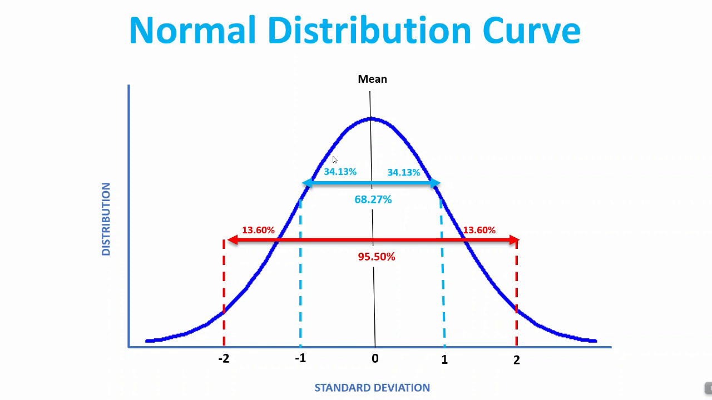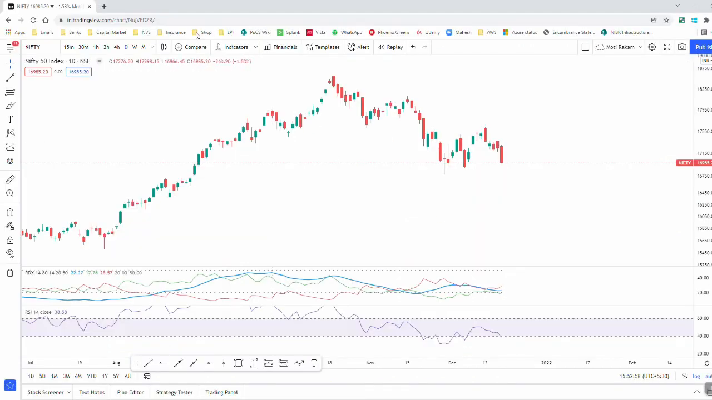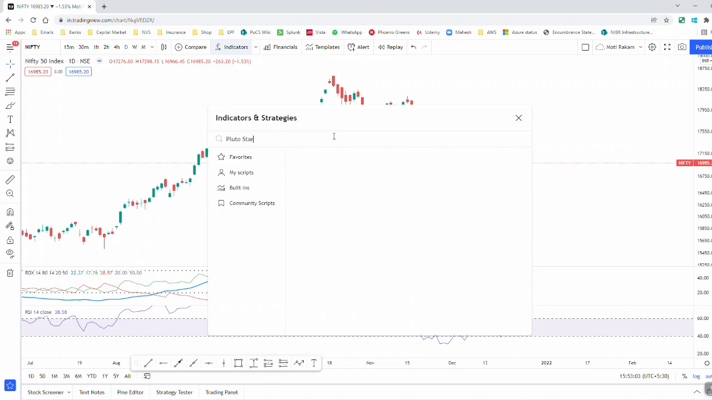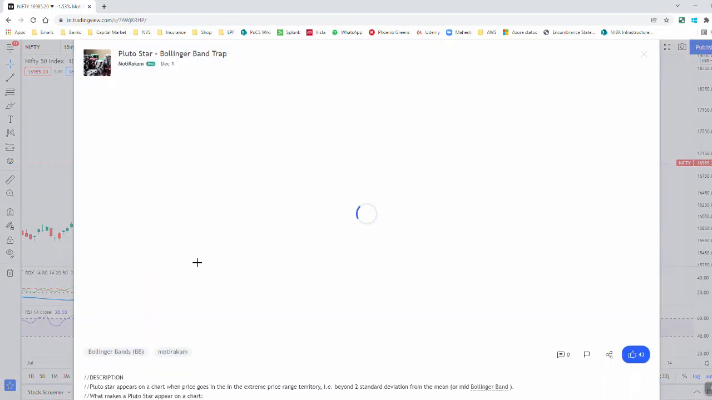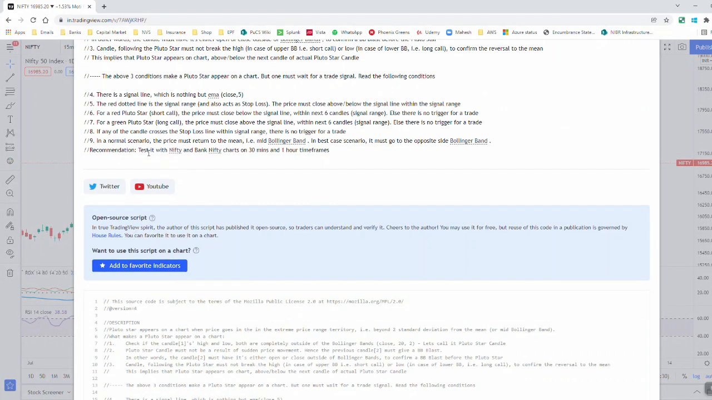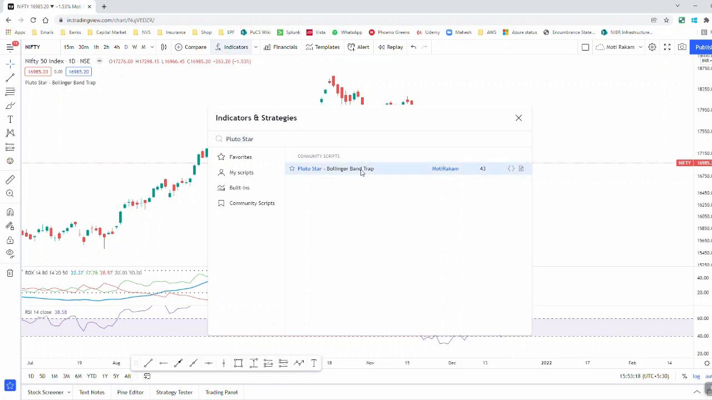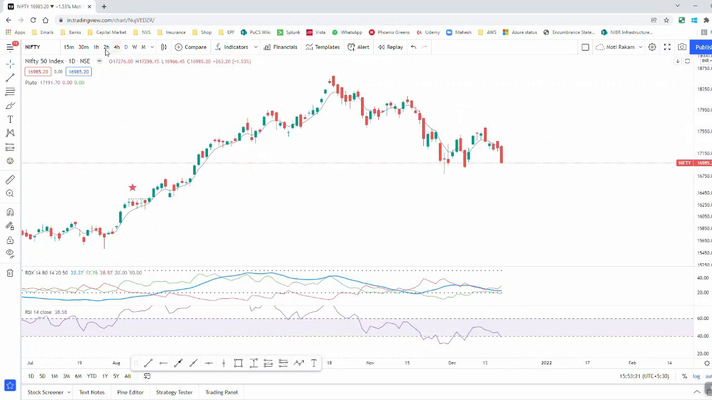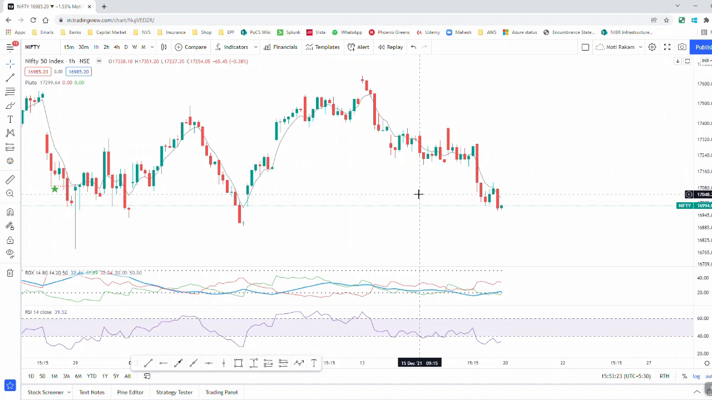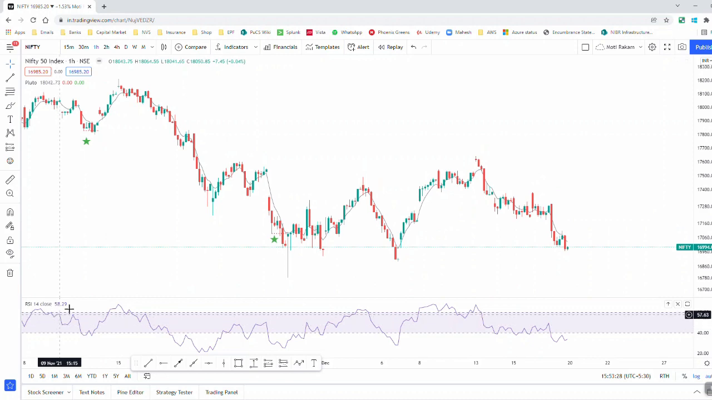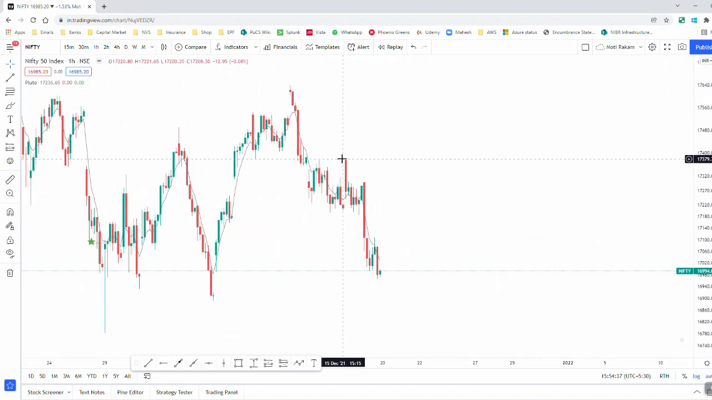So let's go back to TradingView and see how it works there. First, let's go and search for Pluto Star. Pluto Star, Bollinger Band. If you click here, read more, you will see I have also recommended, right? Test it with Nifty and Bank Nifty on 30 minutes and 1 hour time frames. Okay, so let's apply it first. Let's move to 1 hour time frame first and see if there were any Pluto Star signals.